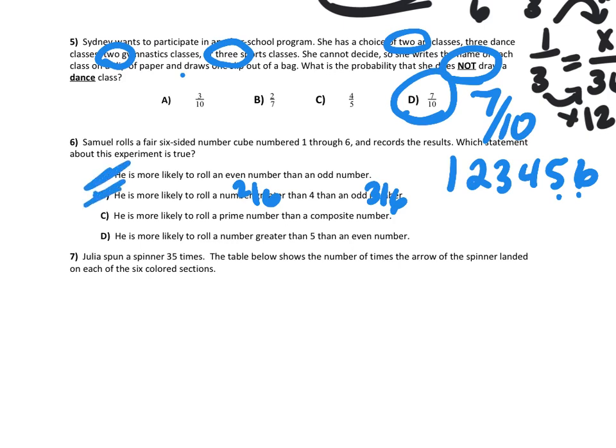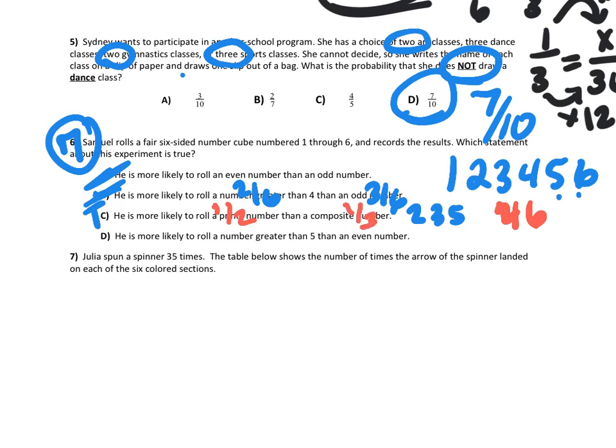Okay, it's just been brought to my attention, this is number 7, so jump to number 7, and then we'll come back. I don't know why they're out of order, but it must have saved funny. He is more likely to roll a prime number than a composite. Okay, that is true, because prime is 2, 3, and 5. Composite is 4 and 6. So that's 1/2 to 1/3, and it's more likely. So that's going to be our answer, C, right there.